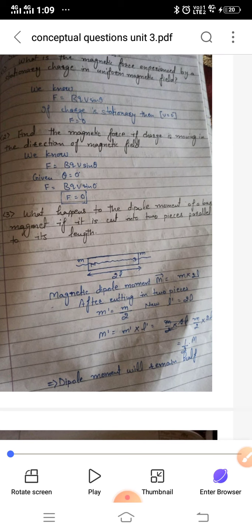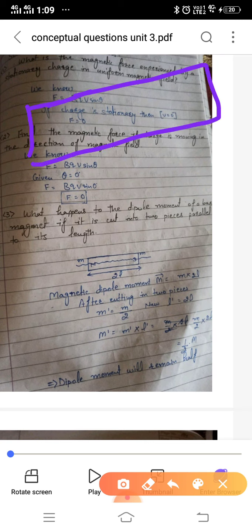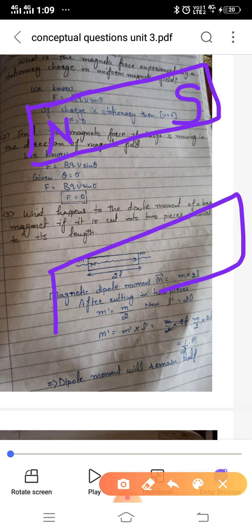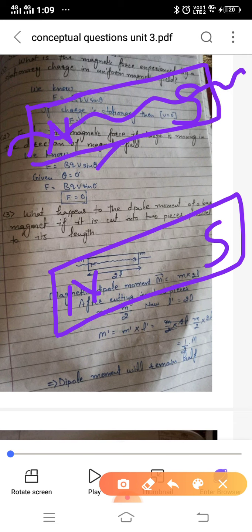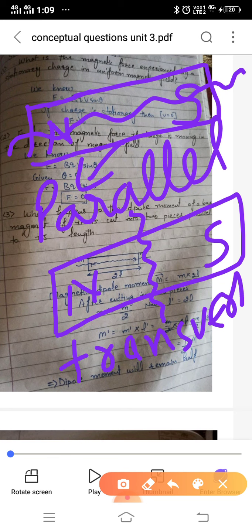transverse to its length. Students, if you have a magnet, for example, I have taken this magnet. Okay, one is north pole, one is south pole. Similarly, one more magnet, north pole and south pole. So if you cut it like this, means from center you cut lengthwise, it is known as cutting it parallelly. But if you cut it in this way in the center, then this is known as transverse. Okay, so there are two questions, one is parallel and one is transverse.